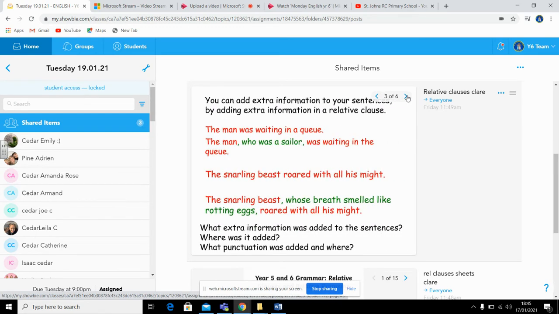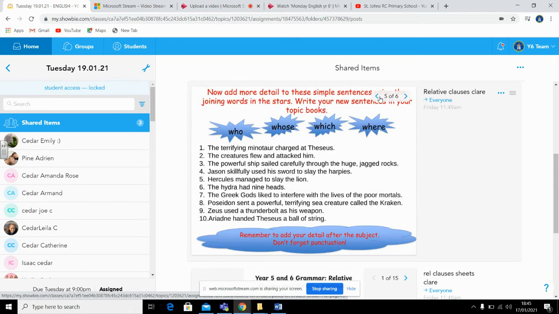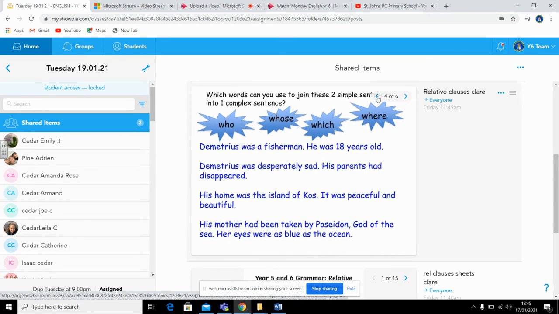So, like I said, you can add extra information using a relative clause, but you must include a relative pronoun. So, here we've got the man was waiting in a queue, the man, comma, who was a sailor, comma, adding that extra information, was waiting in the queue. So the extra information, who was a sailor, is the relative clause, and the relative pronoun there is who. In the next sentence below, we've got another relative clause, and we've got the relative pronoun whose. So here are some of our relative pronouns: who, whose, which, and where.